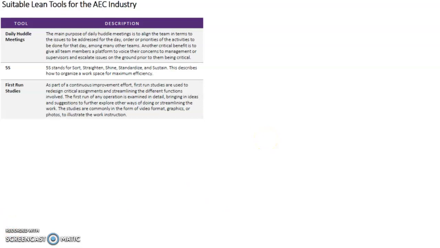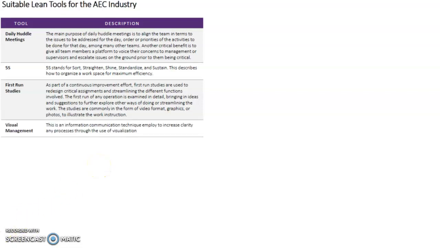Another tool is the first run studies. It forms part of the continuous improvement effort. The first run studies are used to redesign critical assignments and streamline the different functions involved. The first run of any operation is examined in detail, bringing in ideas and suggestions on how to further explore other ways of doing or streamlining the actual work. These studies are commonly created in the form of video, graphics, and photos to illustrate the work instruction.